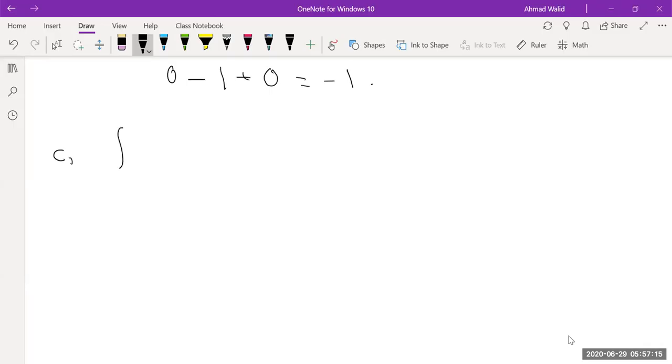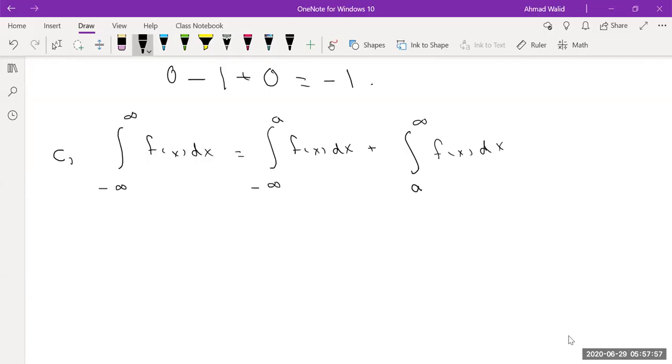See, if you have the integral from negative infinity to infinity of f of x dx, a function f of x dx, what should you do in this case? In this case, you can rewrite this one as an integral from negative infinity to a, where you pick up a number between these two and I'll name it a, correct? f of x dx, plus the integral starting from a to infinity of f of x dx.